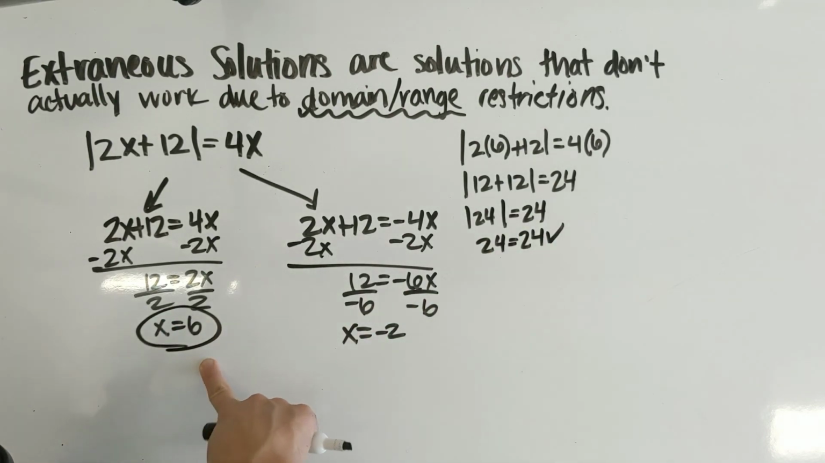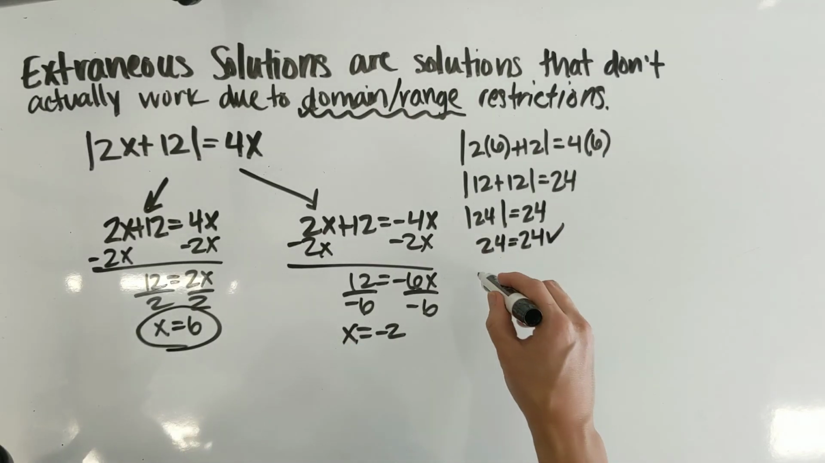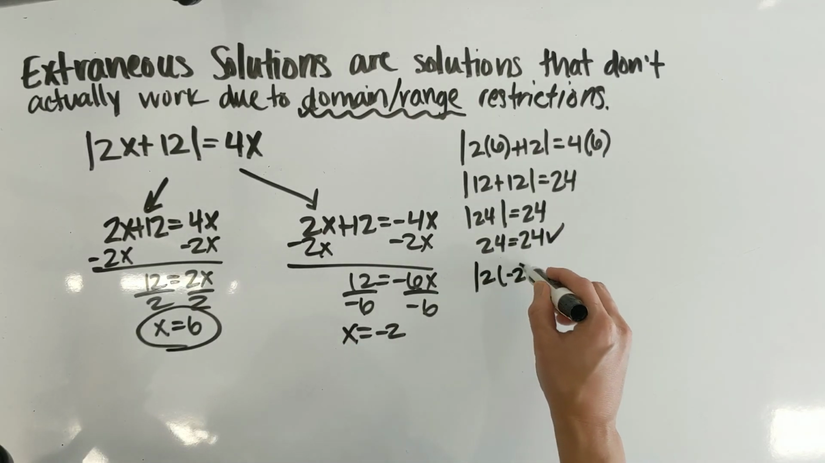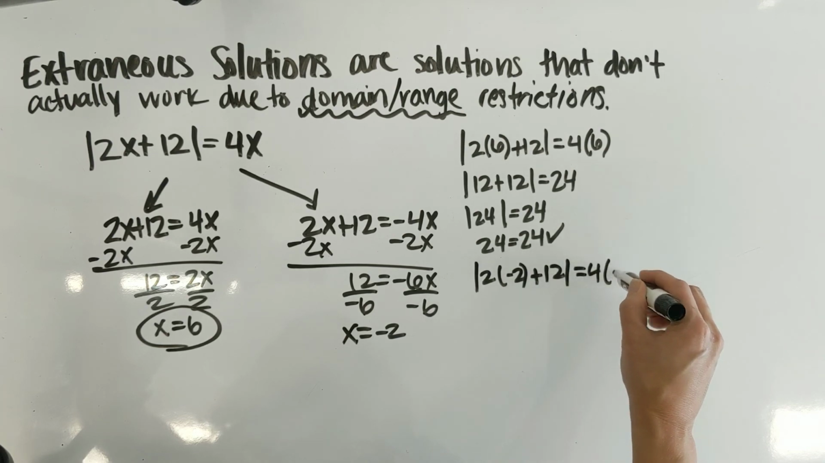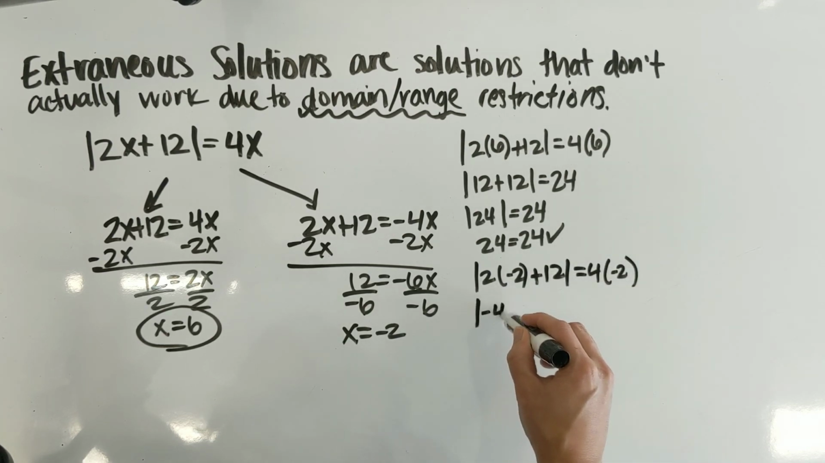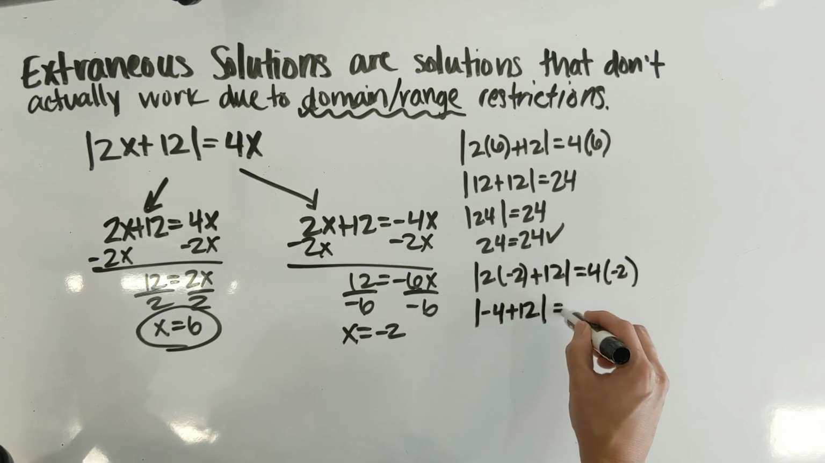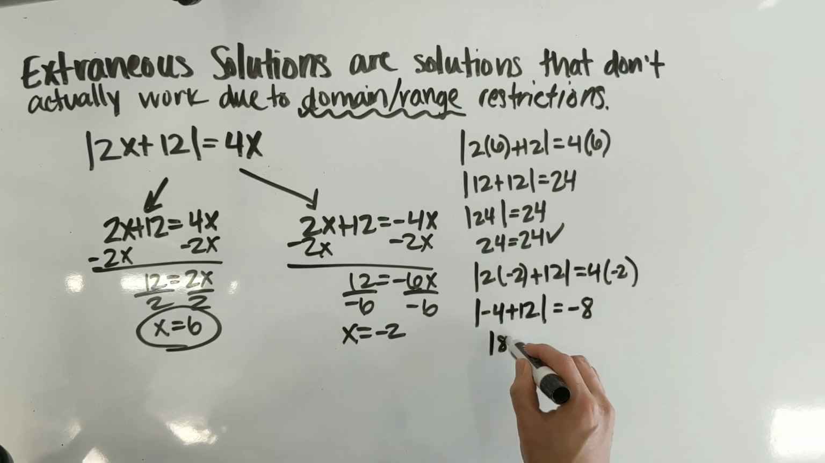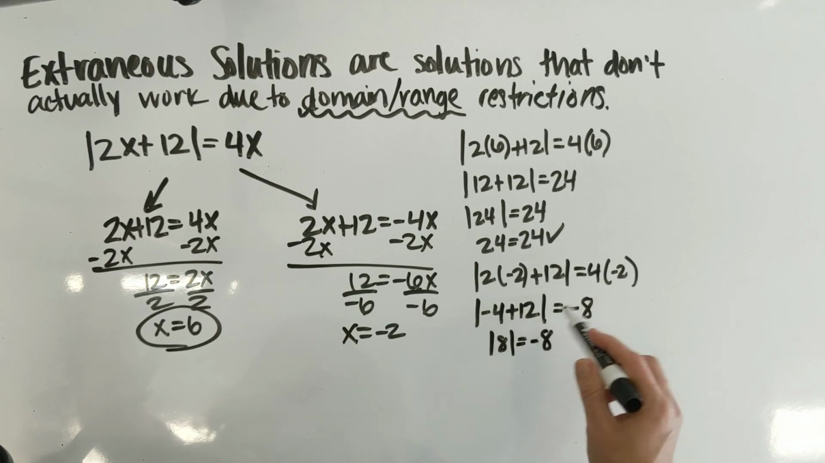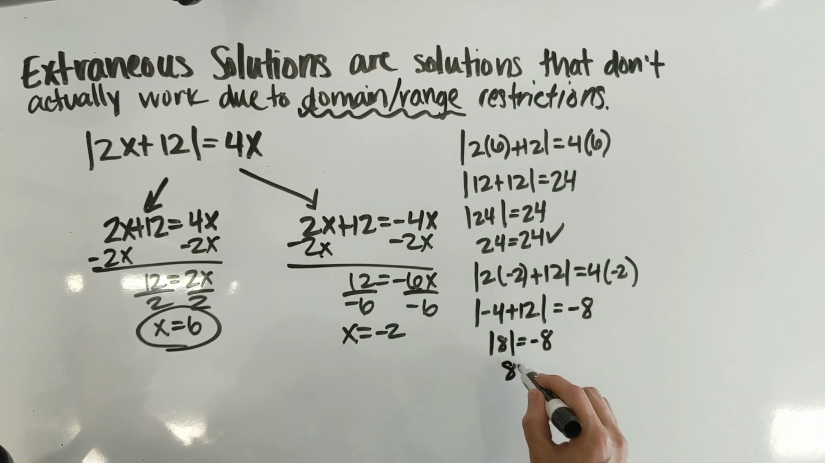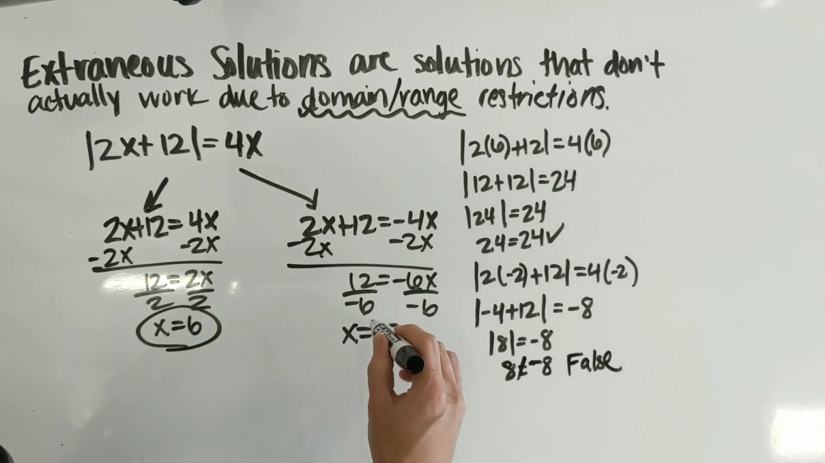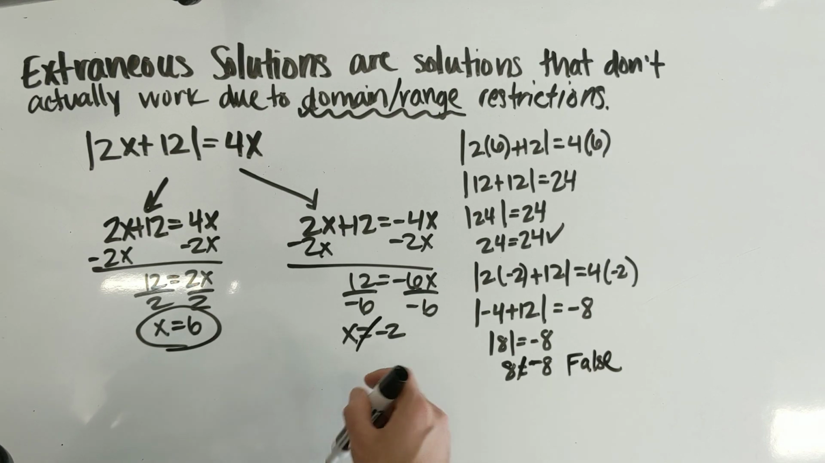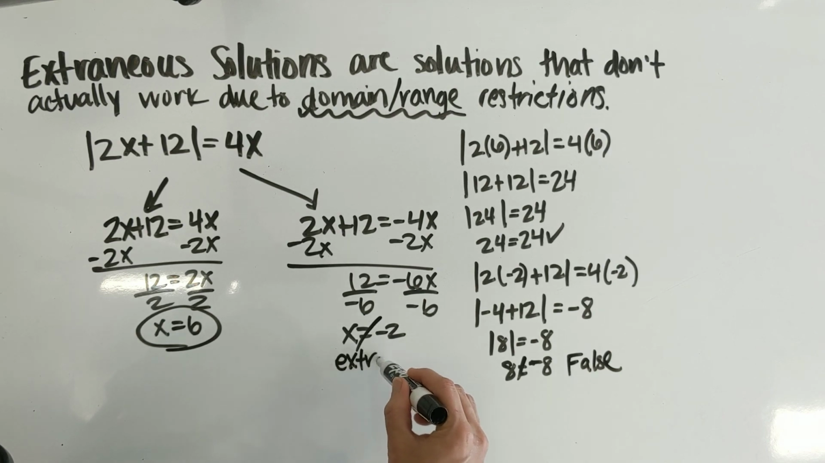So far, so good. But now if I go check x equals negative 2, by replacing all of my x's with negative 2, we end up with the absolute value of 8 is equal to negative 8, which is not true because I should get a positive. So because that's false, even though I got the solution by solving, this is not actually a solution to our equation. It's something we call extraneous.